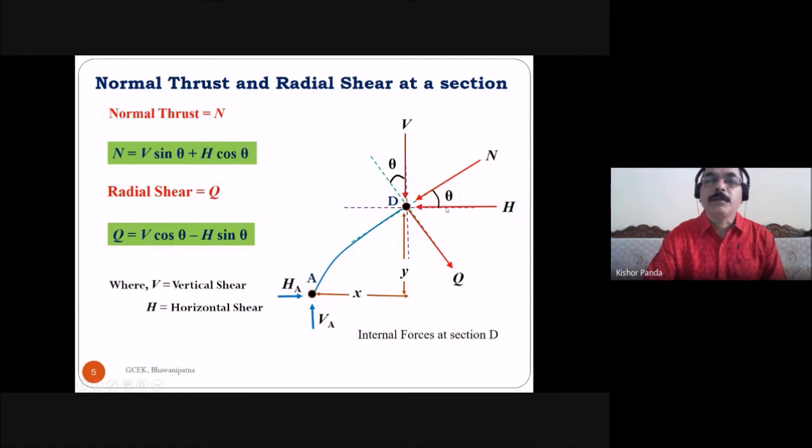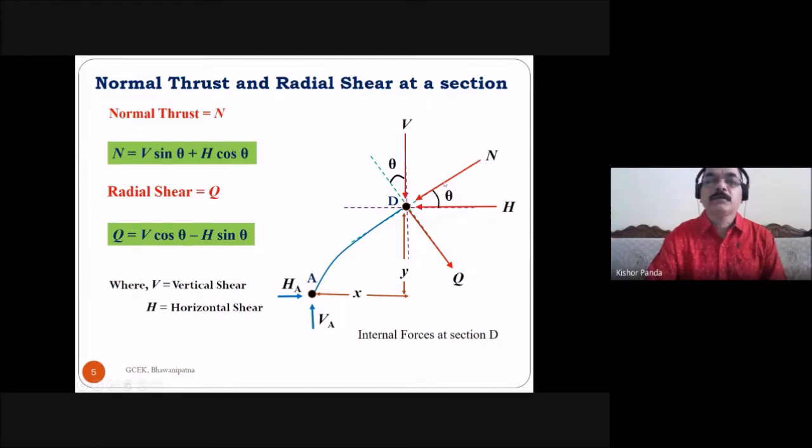And this is the angle between the horizontal shear and the normal thrust. This is also the angle theta. If this angle is theta, then this angle will also be theta. So here you have to find out the normal thrust and the radial shear. Because here this is the vertical shear and this is the horizontal shear, you have to take the components of the vertical shear and horizontal shear along the normal thrust direction.